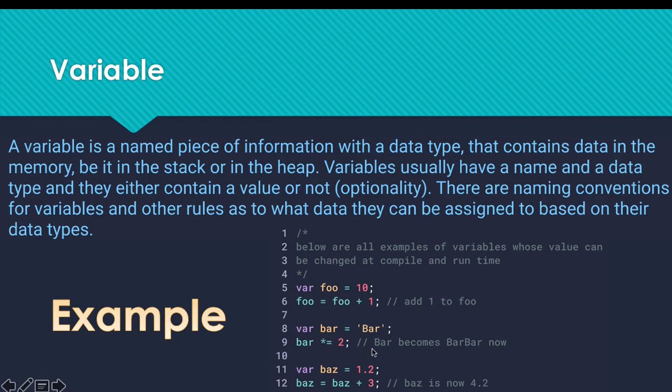Now in line 11, var bus = 1.2 with a semicolon at the end, and at the last line you can see bus = bus + 3. Bus is now 4.2. Okay, I hope you understand the variable. Let's go to the next one.